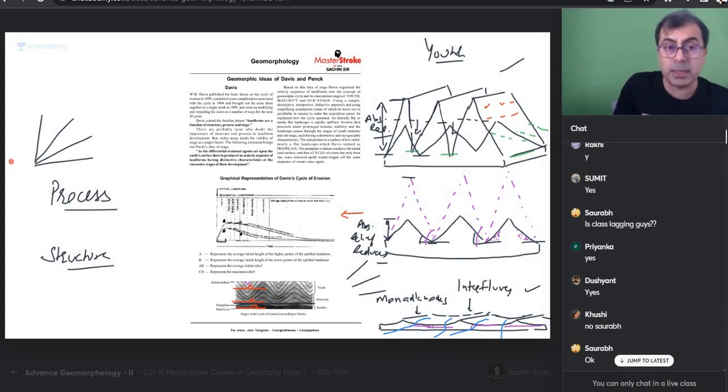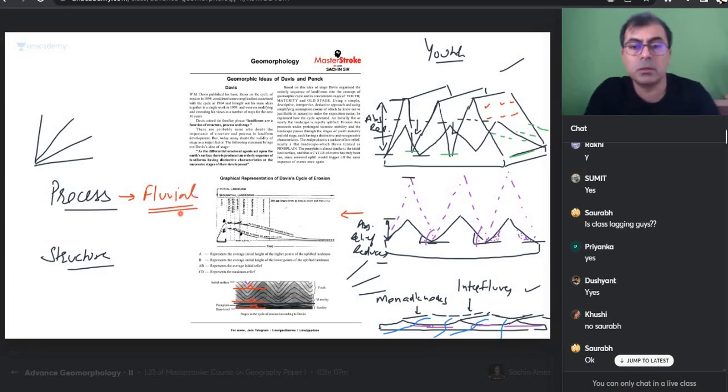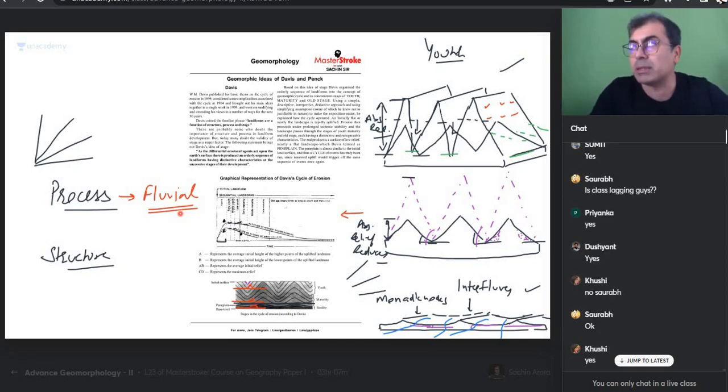Okay, but unfortunately, he did not lay emphasis on this. The process that we are reading here is called fluvial process. What is the process called? Fluvial process. Is everyone with me? So for us, he is talking about fluvial process.